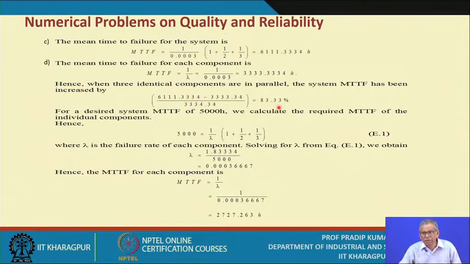So it is a substantial increase. For a desired system MTTF of 5000 hours, we calculate the required MTTF of the individual components. 5000 is 1 upon lambda, where lambda is the failure rate of each component, so you apply this formula and get the value of lambda. The lambda value is 0.00036667. Hence the MTTF for each component is 1 upon lambda.